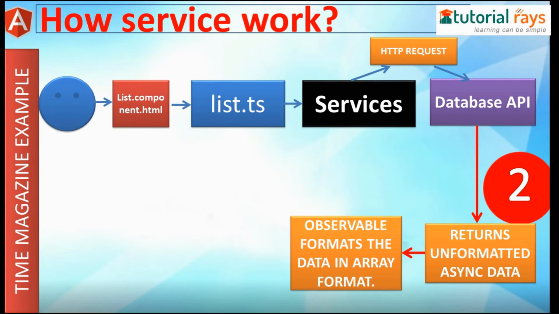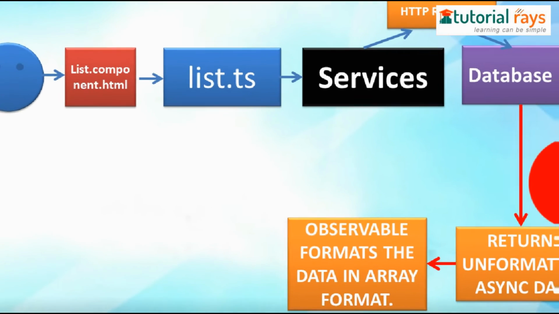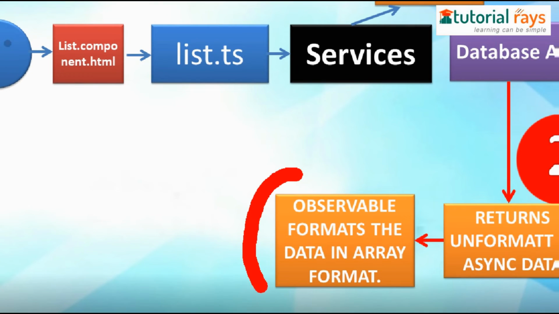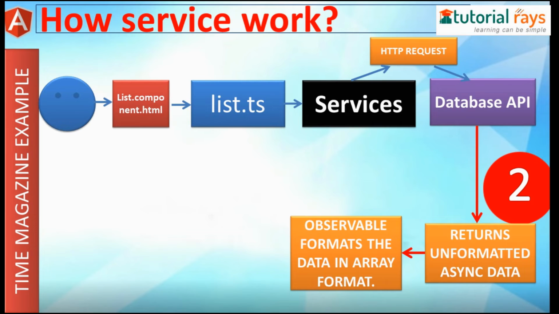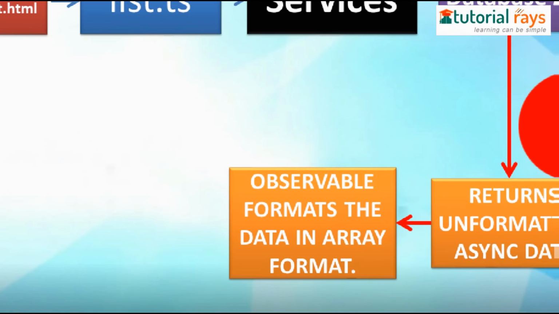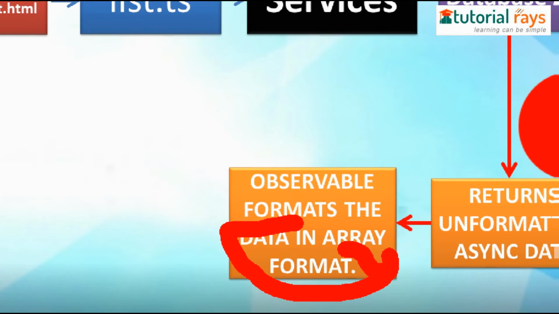And then here the task of observable starts. In short, you can say that the database API returns an observable. That means it is in an improper format. And then the task of observable starts here. The observable formats the data in array format. This is important: the observable receives the data and provides it in proper format.